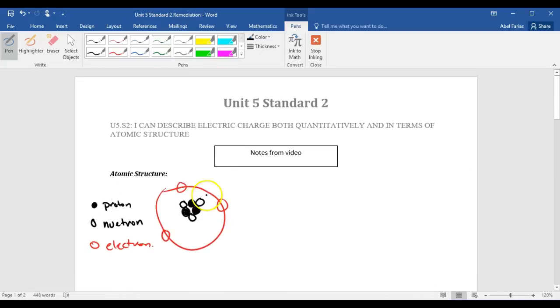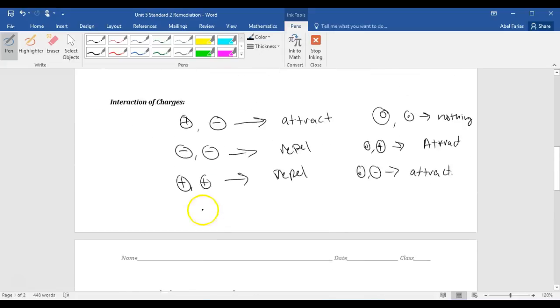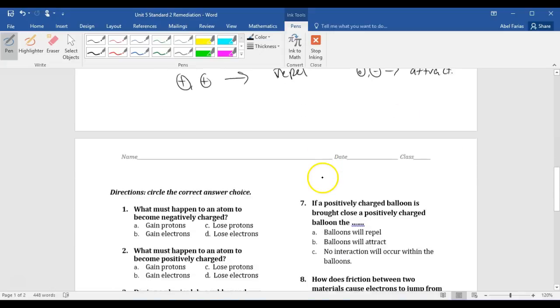So you have to know that in the center, in the nucleus, there's protons and neutrons, and surrounding them are the electrons. Now, in order to gain a negative charge, you have to gain electrons. In order to get a positive charge, you have to lose electrons. And then these are all the interactions. So a positive and negative will attract, a negative and negative will repel, positive, positive will repel, neutral, neutral, nothing will occur, neutral, positive, they will attract, neutral, negative, they will attract.